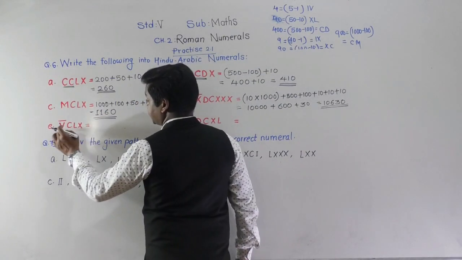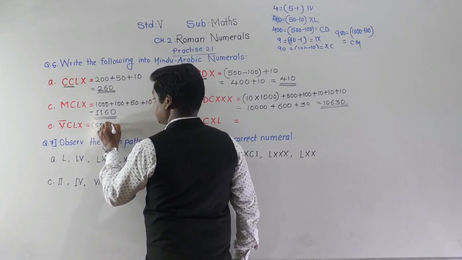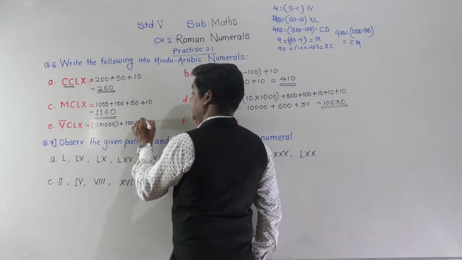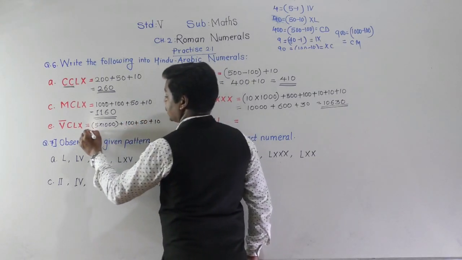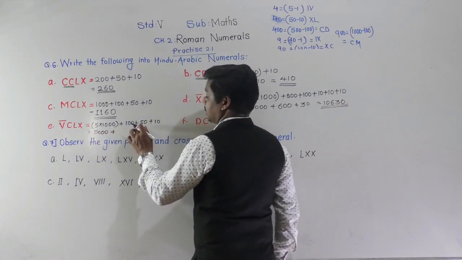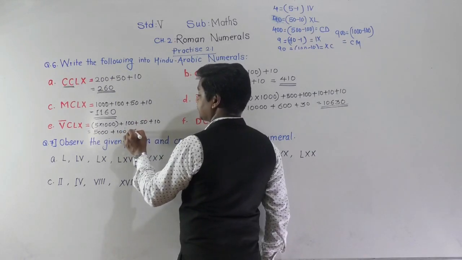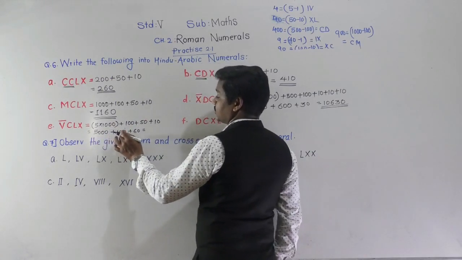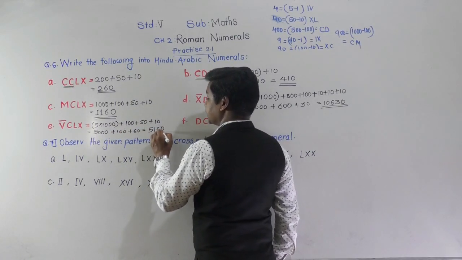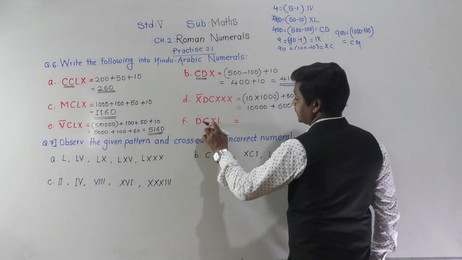V bar, bar over V, means 5 into 1000, plus C means 100, L means 50, X means 10. So 5 into 1000 means 5000, plus 100 plus 50 plus 10, 60. That is 5160.